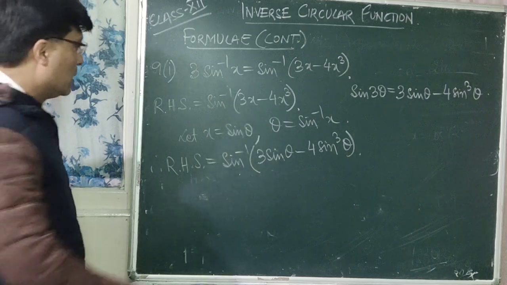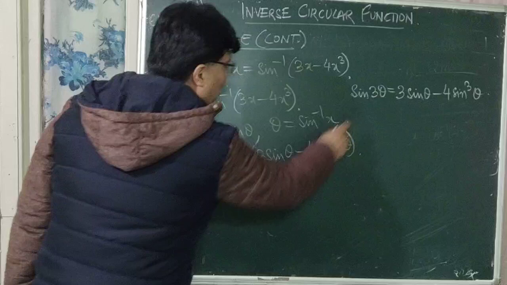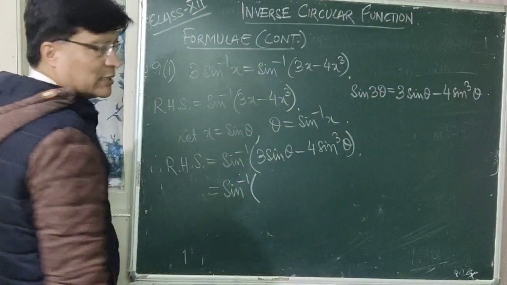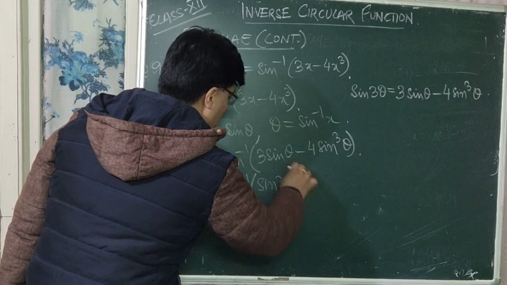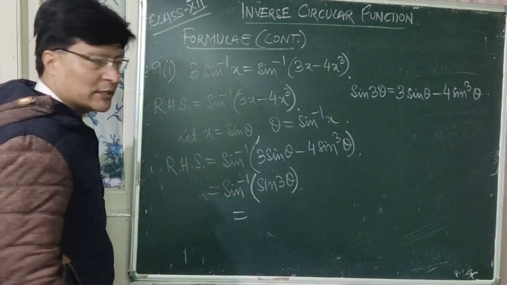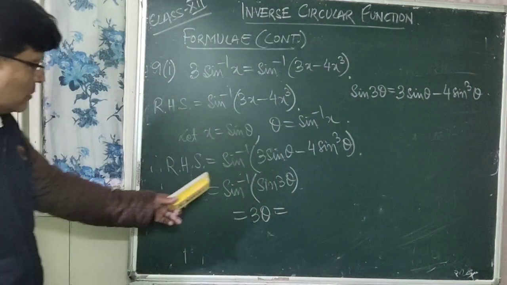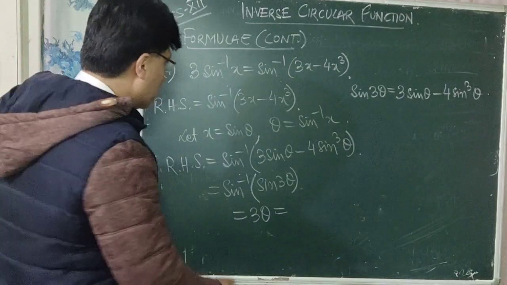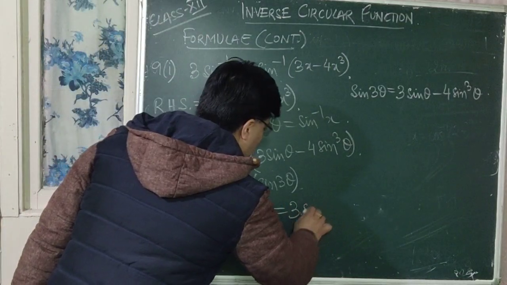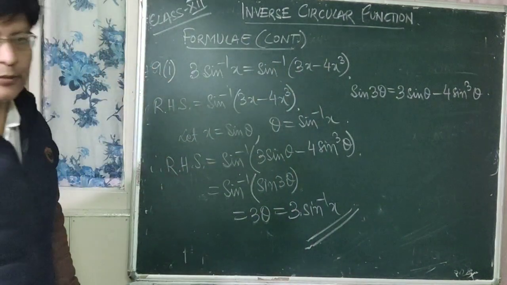Okay. So now which is equal to sin inverse, what is this formula from there? What is 3 sin theta minus 4 sin cube theta? That is sin 3 theta. What is sin inverse sin 3 theta? It is 3 theta. Right? Sin inverse sin 3 theta is equal to 3 theta. Is equal to 3 into, what is the value for theta now? It is sin inverse x. So it is proved.